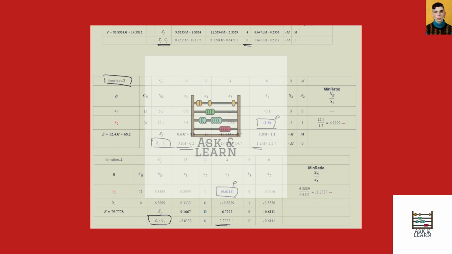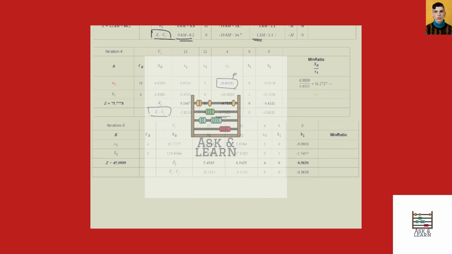So moving towards the fifth iteration, here we can say that we get all the values as negative or equal to 0. So we have reached the optimal solution.